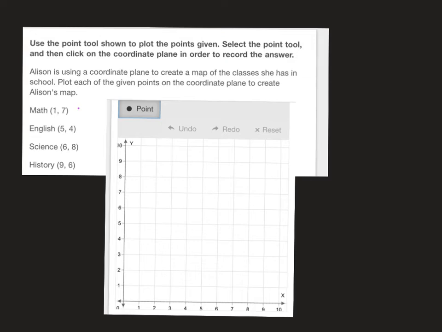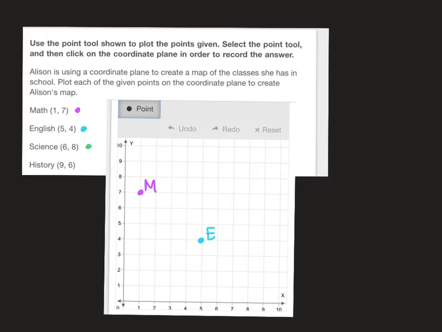So for math, I'm going to make it purple, and it is 1, 7, and I can label it with M. All right, then English, I'm going to do 5, 4. So that means right 5, up 4. So we're here. I'm going to put an E to mark it.